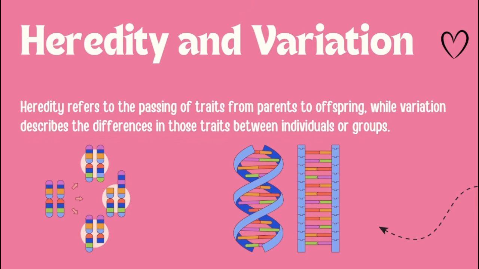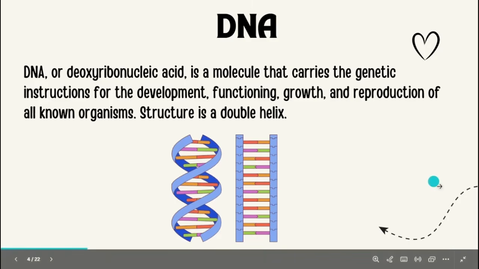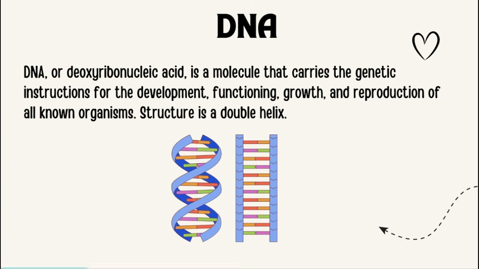But overall, these two concepts are what help us understand how traits are passed on from the parents to the offspring. Right, so if we're going to be talking about anything hereditary, variation, or genetics, we have to talk about DNA, because this molecule right here is the backbone. It is the backbone, it is the foundation, it is the everything. It starts from here, right? It starts from here.